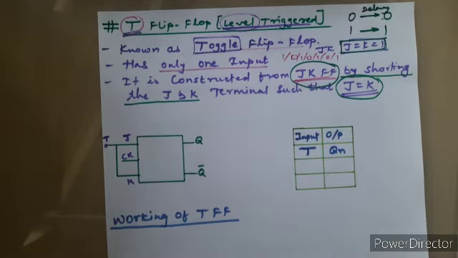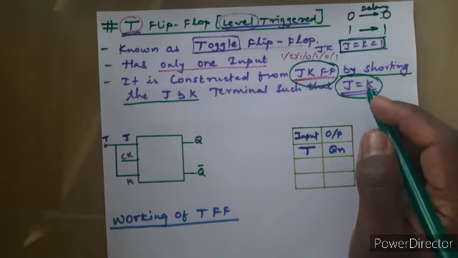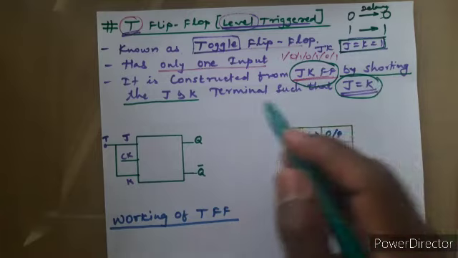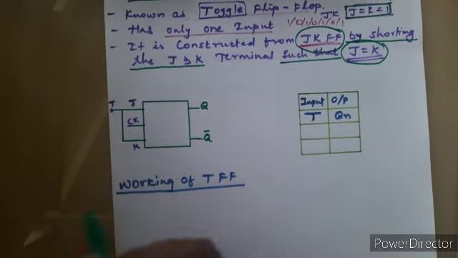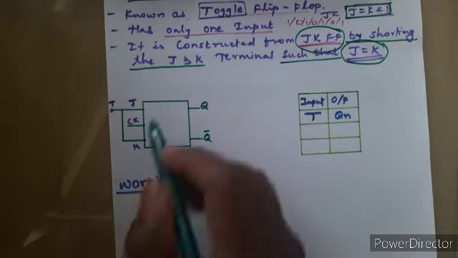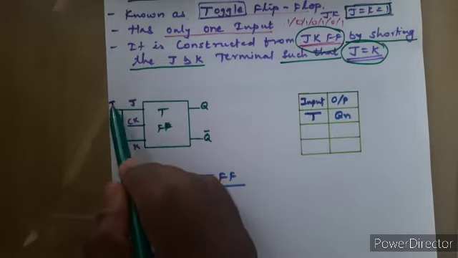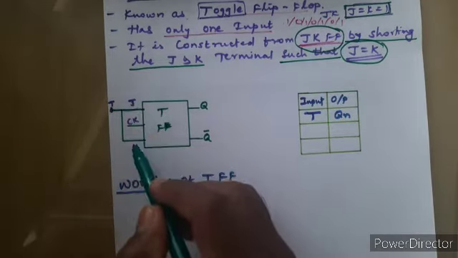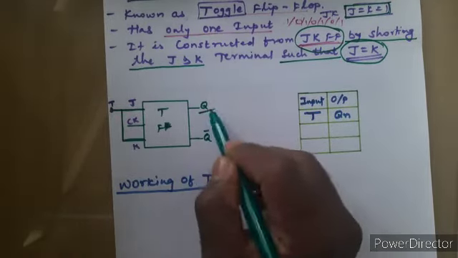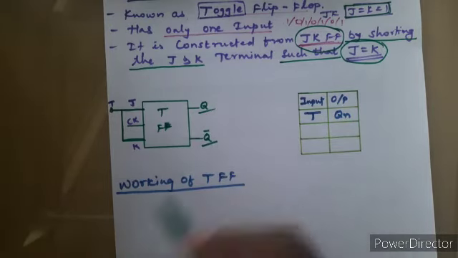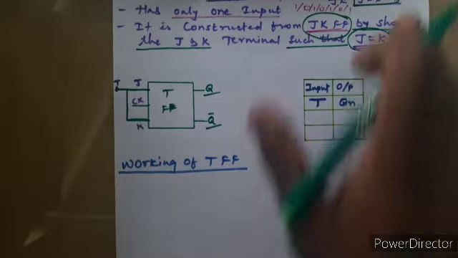So if you give J as 0, K will also be 0. If you give J as 1, your K will also be 1, right? In such a way that they are shorted. Now this is the symbol for this T flip-flop. You can see this is one input T, then J and K, they both are shorted, right? So this is the normal output Q and the inverted output Q bar. We'll come to the truth table very quickly.